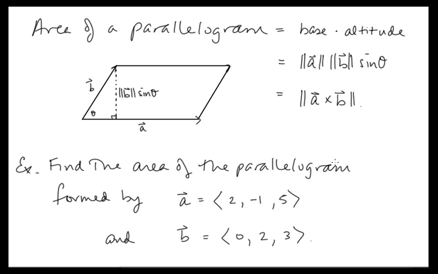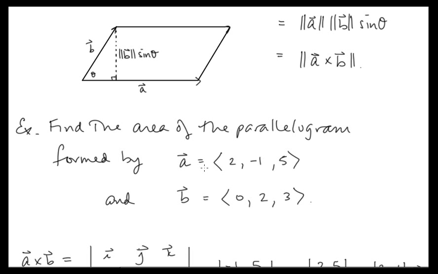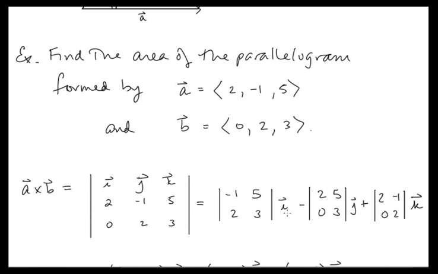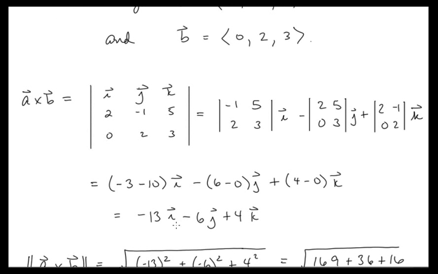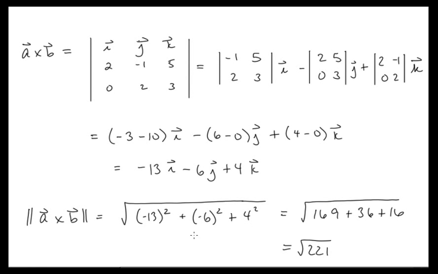So to find the area of the parallelogram, we can find the cross product, A cross B, and take its length. So for example, if we have the parallelogram formed by A = (2, -1, 5) and B = (0, 2, 3), we can take the cross product A cross B, which gives us -13i minus 6j plus 4k, and then take the length of that vector, and that gives us radical 221. That is the area of the parallelogram. And we'll conclude our lesson on the cross product here.